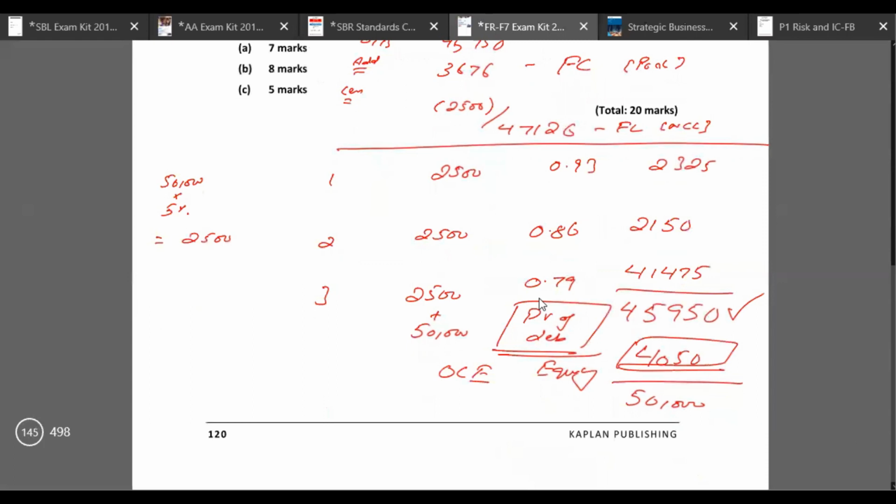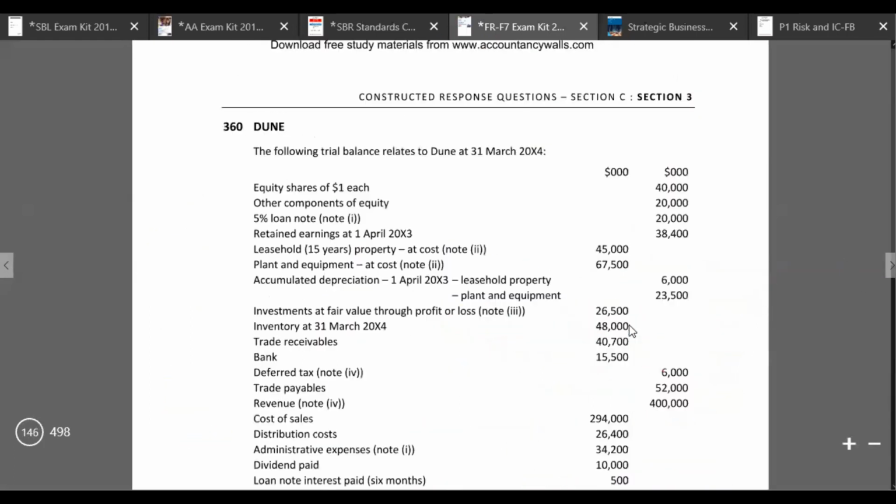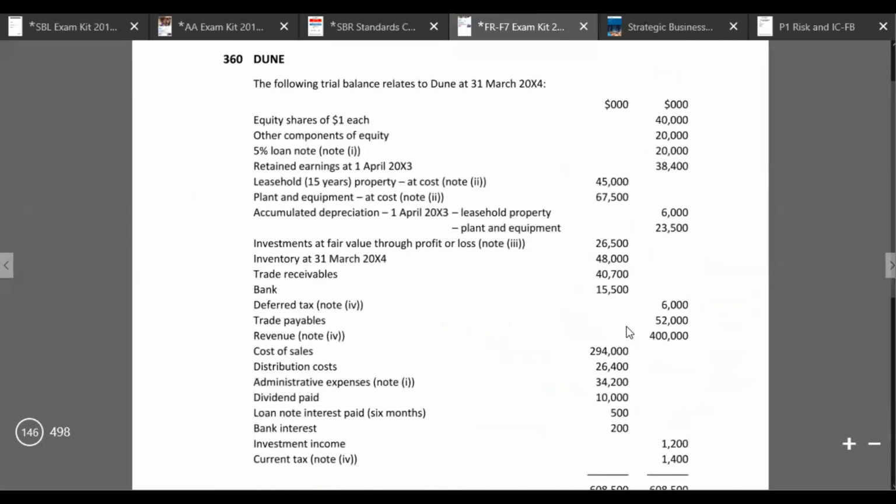So this is the financial instruments for you, and in almost every question you will see the same thing. Again, in this question, this is Dune, and you will see here again you have the 5% loan note. So you can do the next question by yourself, and if you have any problem you can simply ask me.